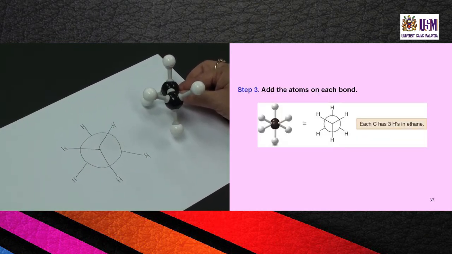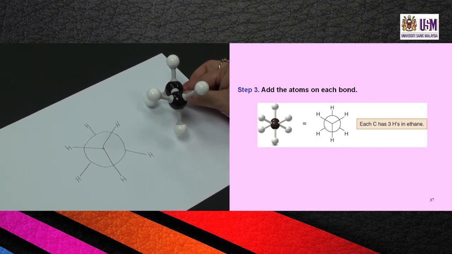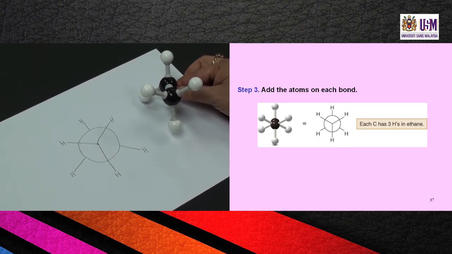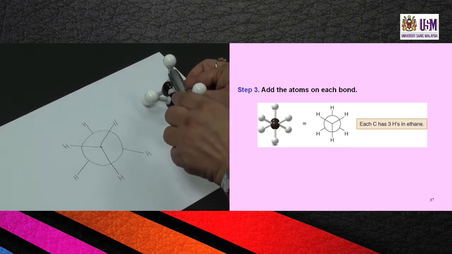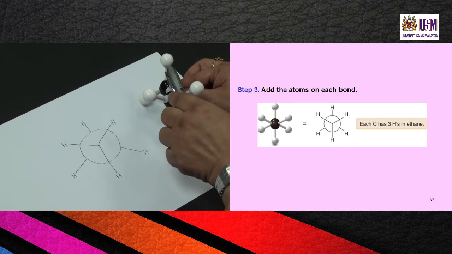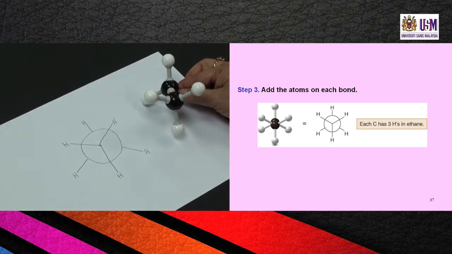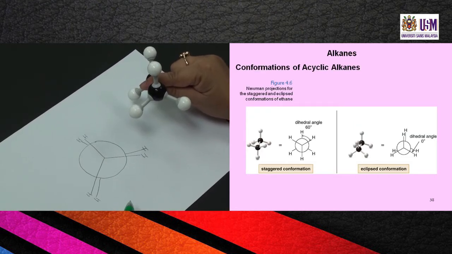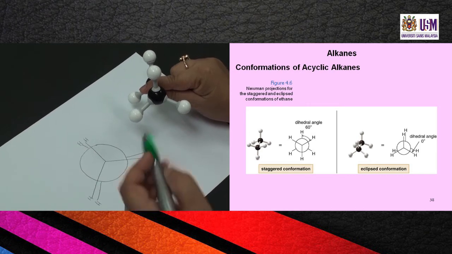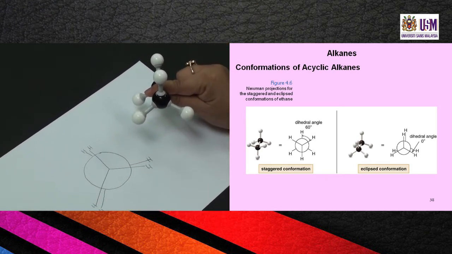Figure 4.6 shows Newman projections for the staggered and eclipse conformations of ethane. This is the staggered conformation; the dihedral angle between the two hydrogen atoms is 60 degrees. This is the eclipse conformation of ethane. The dihedral angle between these two bonds is 0.